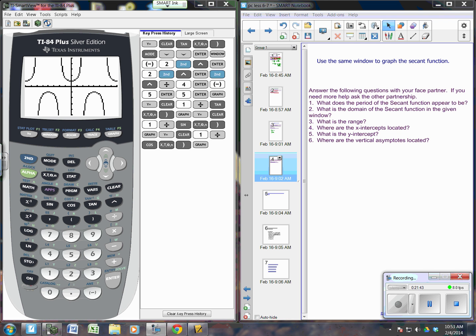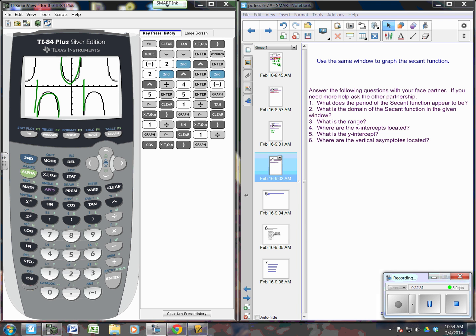Okay, starting with Taylor. Taylor, what does the period of the secant function appear to be? 2 pi. Why? Okay, every 2 pi it repeats itself. Show me up there what parts are one period. Okay, so one of the up ones, one of the down ones, right? For example, this would be one period, from there to there. That's a distance of 2 pi, right?